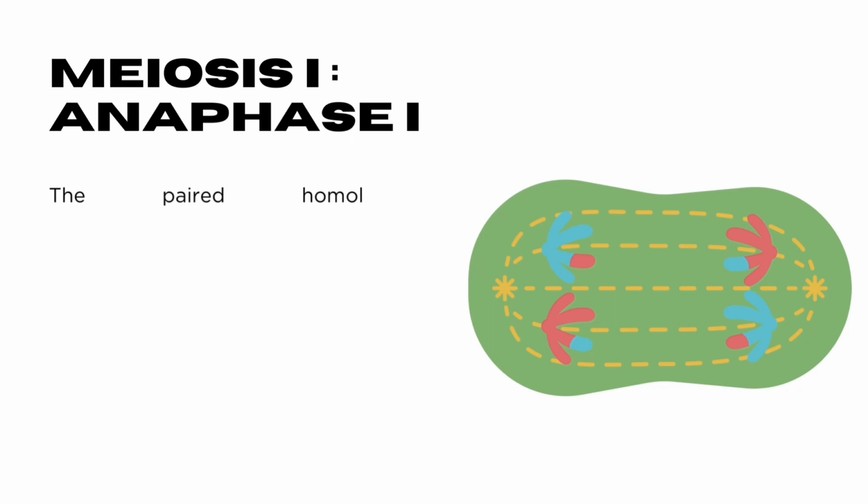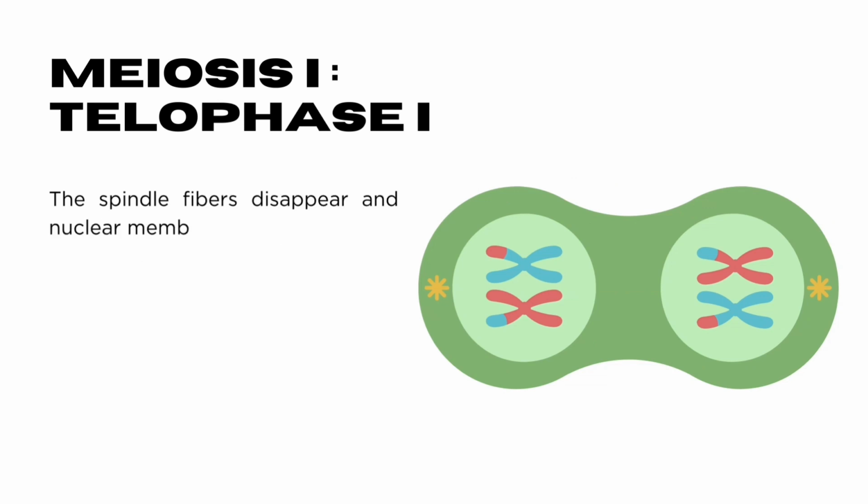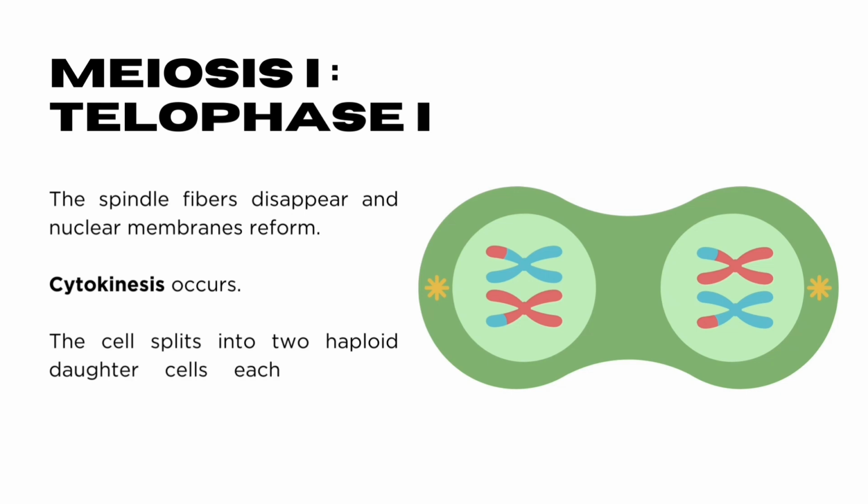During anaphase 1, the pair of homologous chromosomes separate from one another and move to opposite poles of the cell. Then, in telophase 1, the spindle fibers disappear and nuclear membranes reform. Cytokinesis occurs, and the cell splits into two haploid daughter cells, each with 23 double-stranded chromosomes.